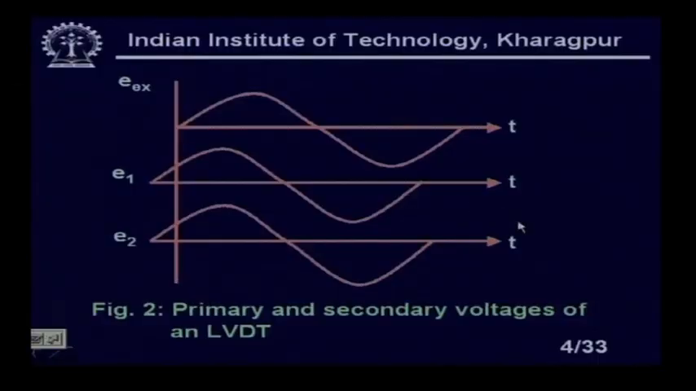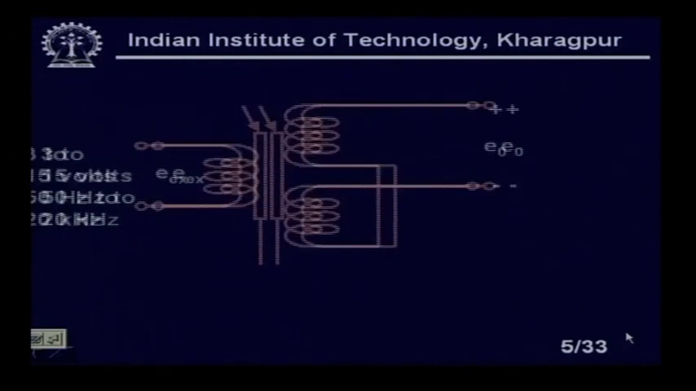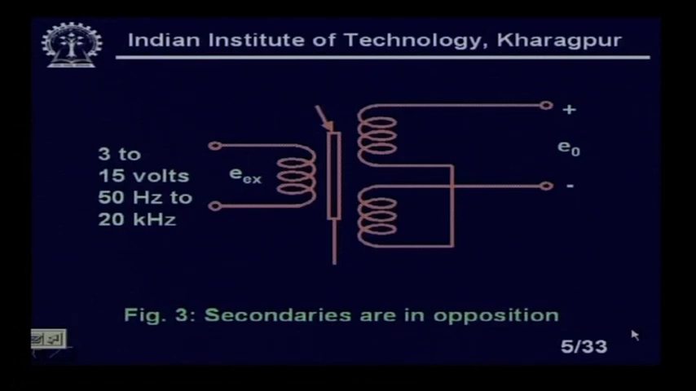You have seen that there will be some attenuation, obviously there is no question of amplification. So, there will be some attenuation, but we have ignored that part. So, we have assumed that you will get equal magnitude in both secondaries. Now, in an LVDT we never use the two secondaries separately, we always put the two secondaries in opposition.